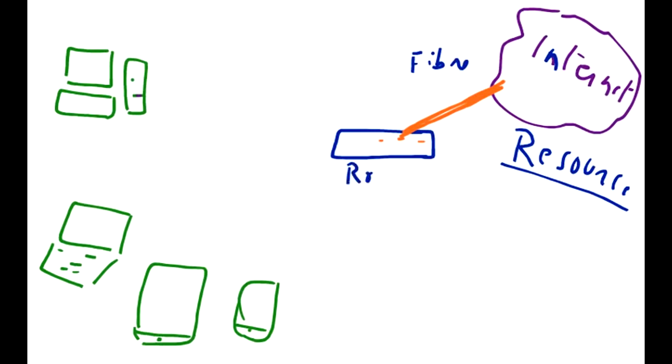But in our case, let us suppose we have got a triple play router. A triple play router is a device which can provide the telephony services, the internet connection services, and the TV services built into one device. So our triple play router can access the internet. Let's suppose we have got a fiber optics connection, so our triple play router is connected with the help of the fiber optics.